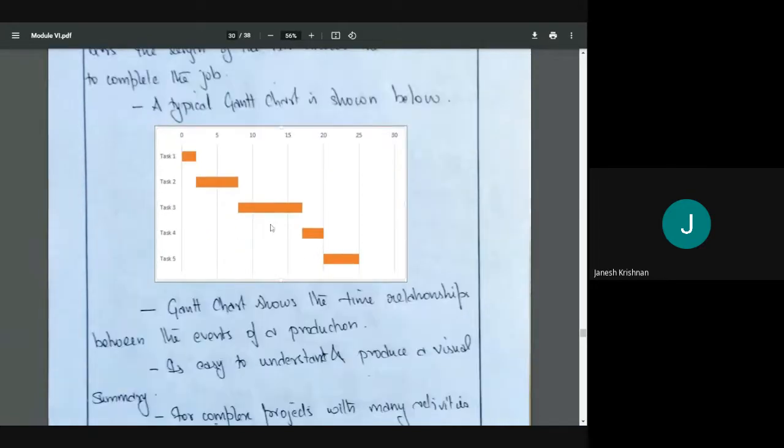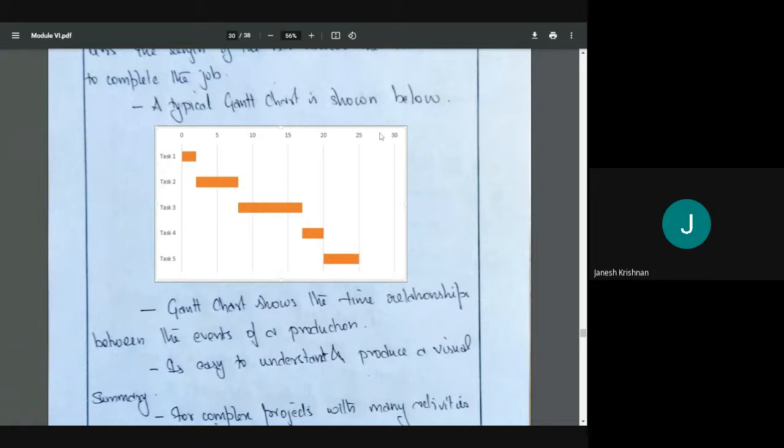So this is a typical bar chart. Here, as you can see, in the x direction it is 0, 5, 10, 15, 20, so that shows the time. And in the y direction are tasks 1, 2, 3, 4, 5. So these are tasks. And what does this length show? The length of the bar shows how much time is taken for completing the activity. Task 1 took 0 to maybe 1 or 2, so it took 2 units of time.